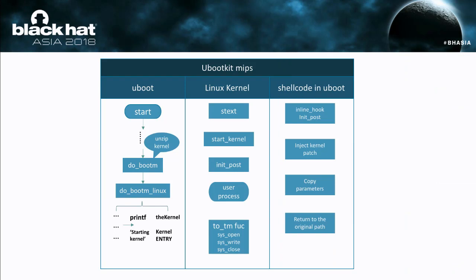When U-Boot's execution flow is redirected to the malicious shellcode, UbootKit obtains control of the CPU. In order to control the host device entirely, the malicious shellcode will be divided into 4 steps.